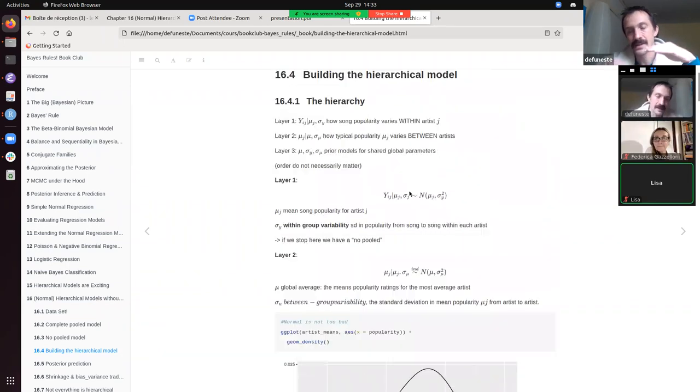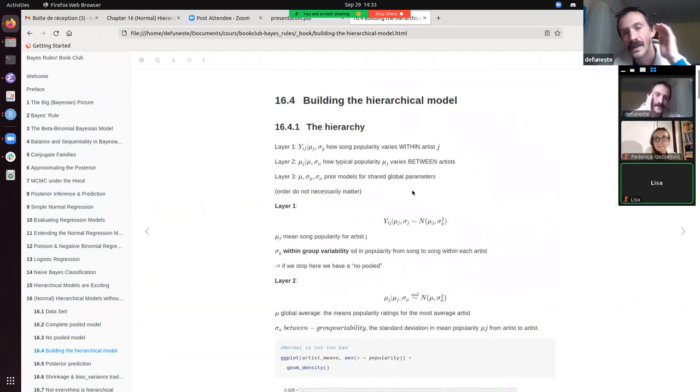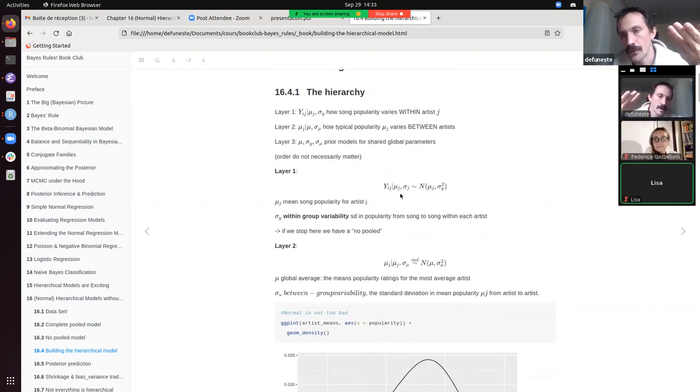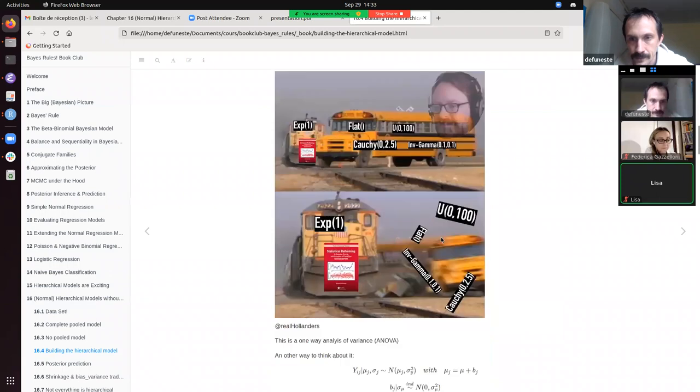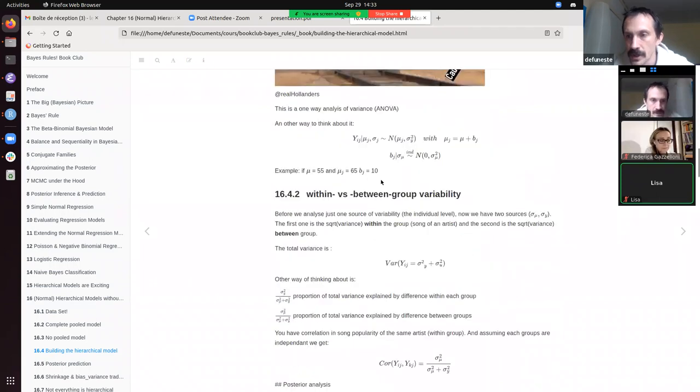We are just adding another layer to our model that takes into account that every artist will be related to every artist. This is it. So the mean popularity of an artist will depend on a global mu and a standard deviation of artists. Okay, is it good?